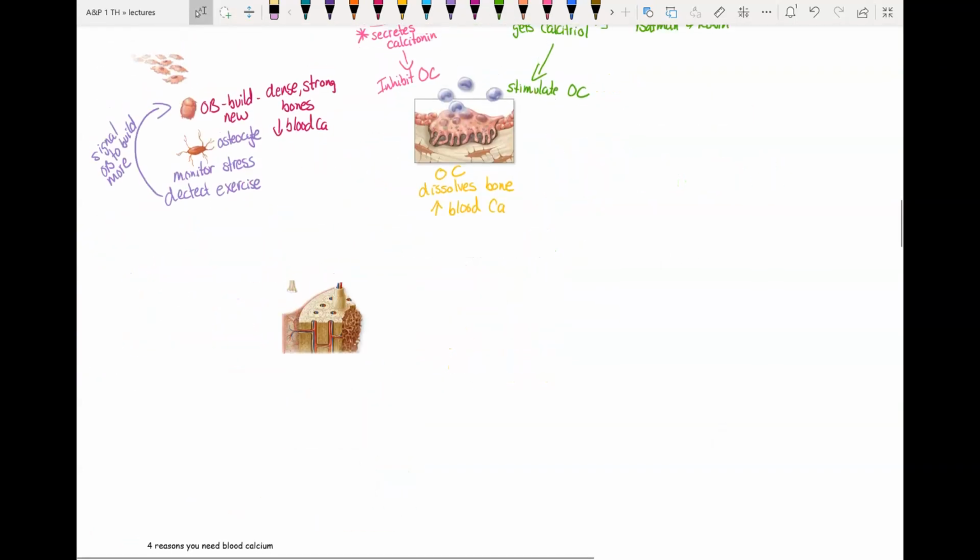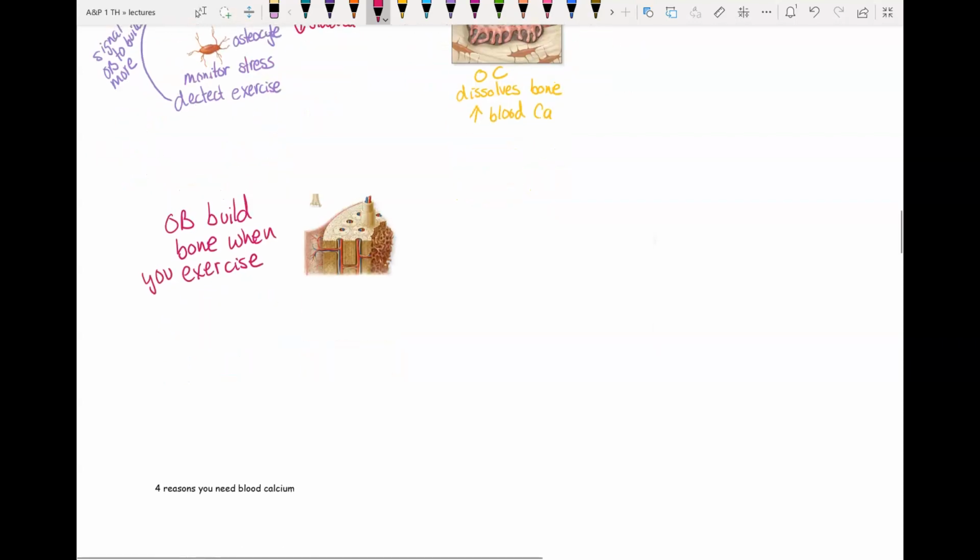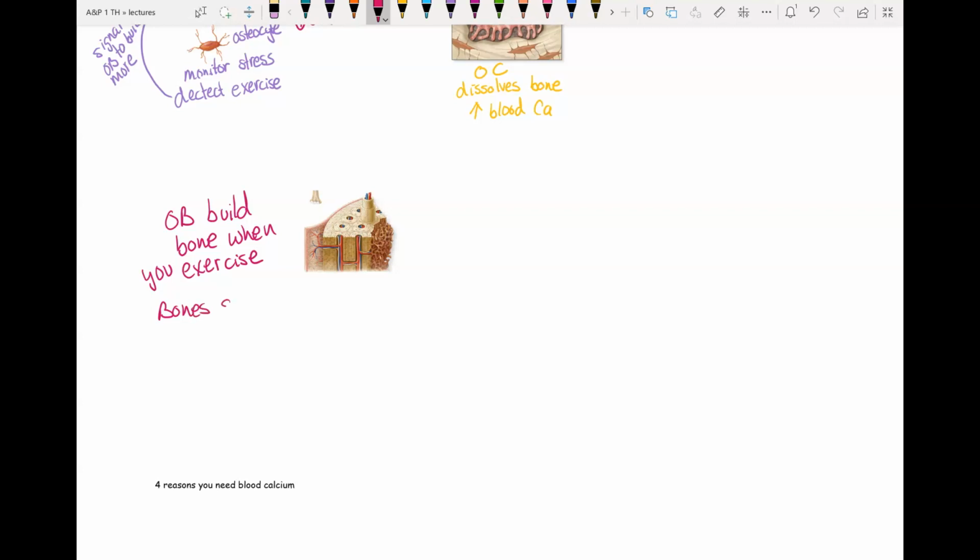So let's put all this together. Here is your bone. On the one hand, in response to exercise, you have osteoblasts build bone tissue. This makes your bones stronger. And it reduces your blood calcium because you're taking calcium from the blood to put into the bones. On the other side, you have your osteoclasts dissolve your bone. This is controlled by hormones that tell them if they should work more or work less based on what your blood calcium is.